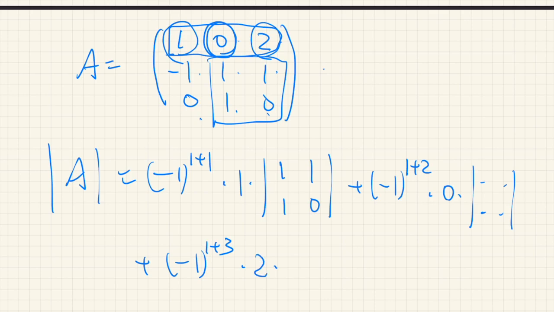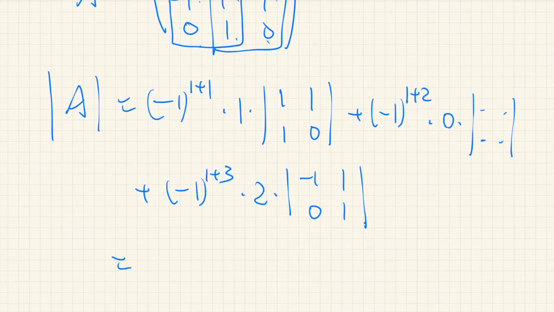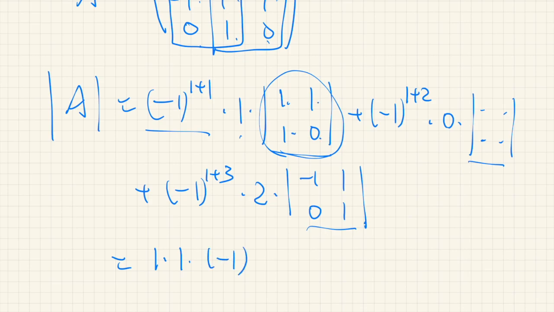And the element is 2. And the remaining matrix is this one. Okay, negative 1, 1, 0, 1. Okay, and now we know how to calculate the determinants of 2 by 2 matrices, right? So for this part, we get 1, and for this matrix the determinant is 1 times 0 minus 1 times 1, so that's negative 1.